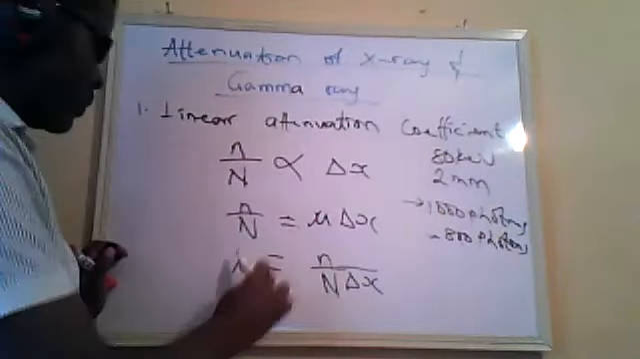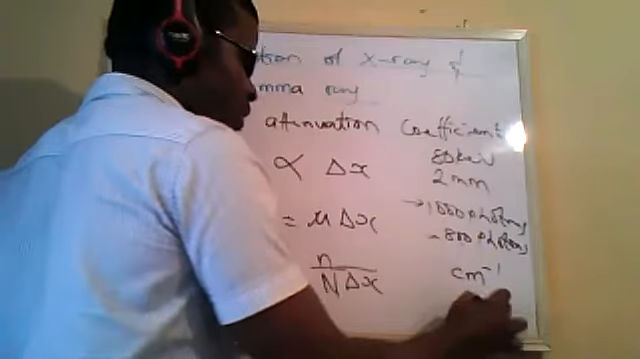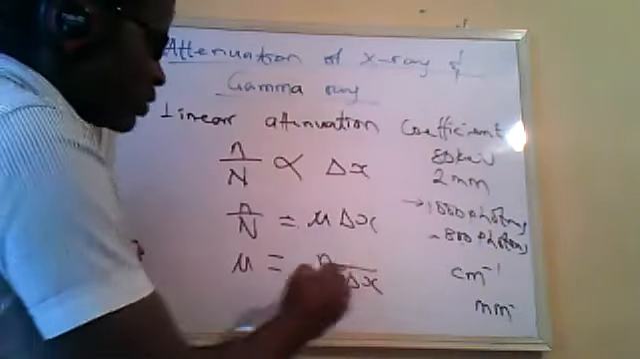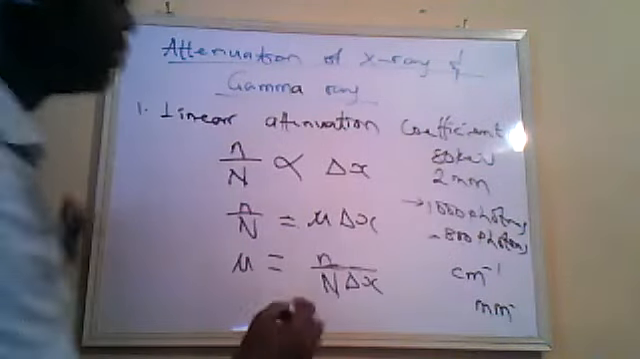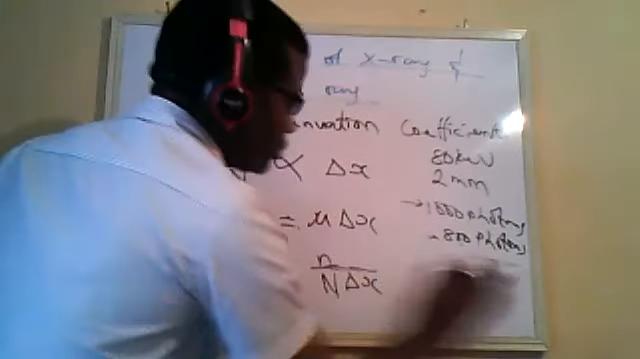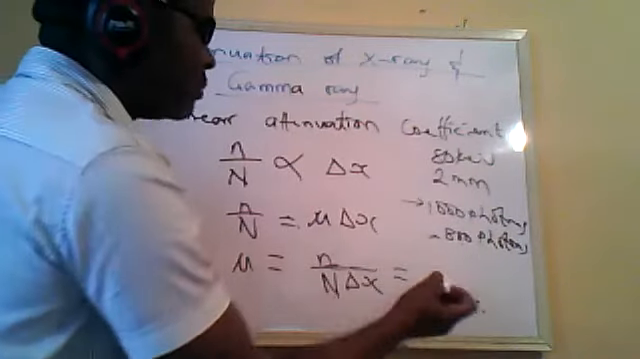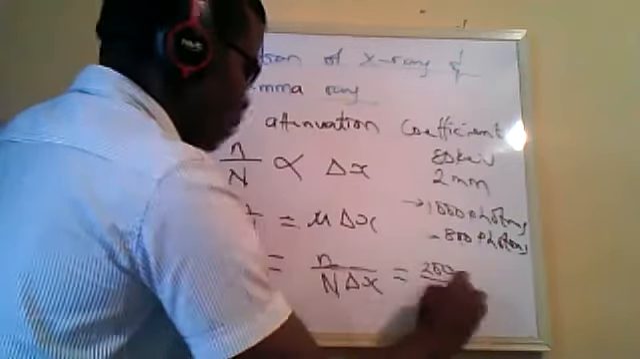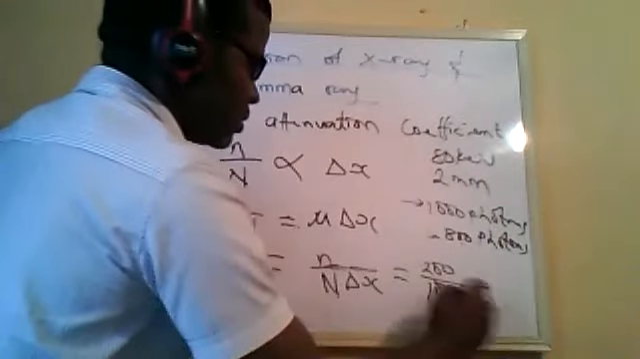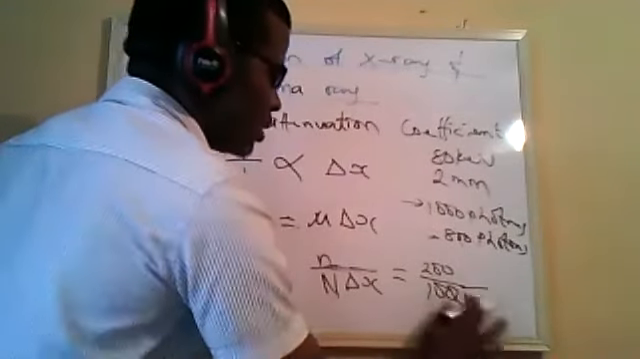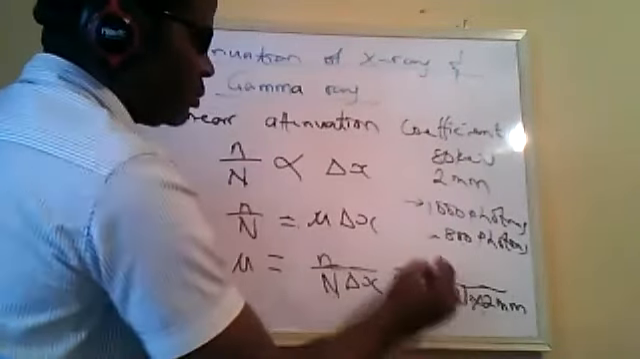So the unit for the linear attenuation coefficient is per centimeter, or per millimeter, as the case may be, because the number removed and the original number cancel out. They are dimensionless. So in our case, for this one that we were given before, our linear attenuation coefficient will be equal to the number removed, 200, over the original amount, 1,000, multiplied by 2 millimeters.